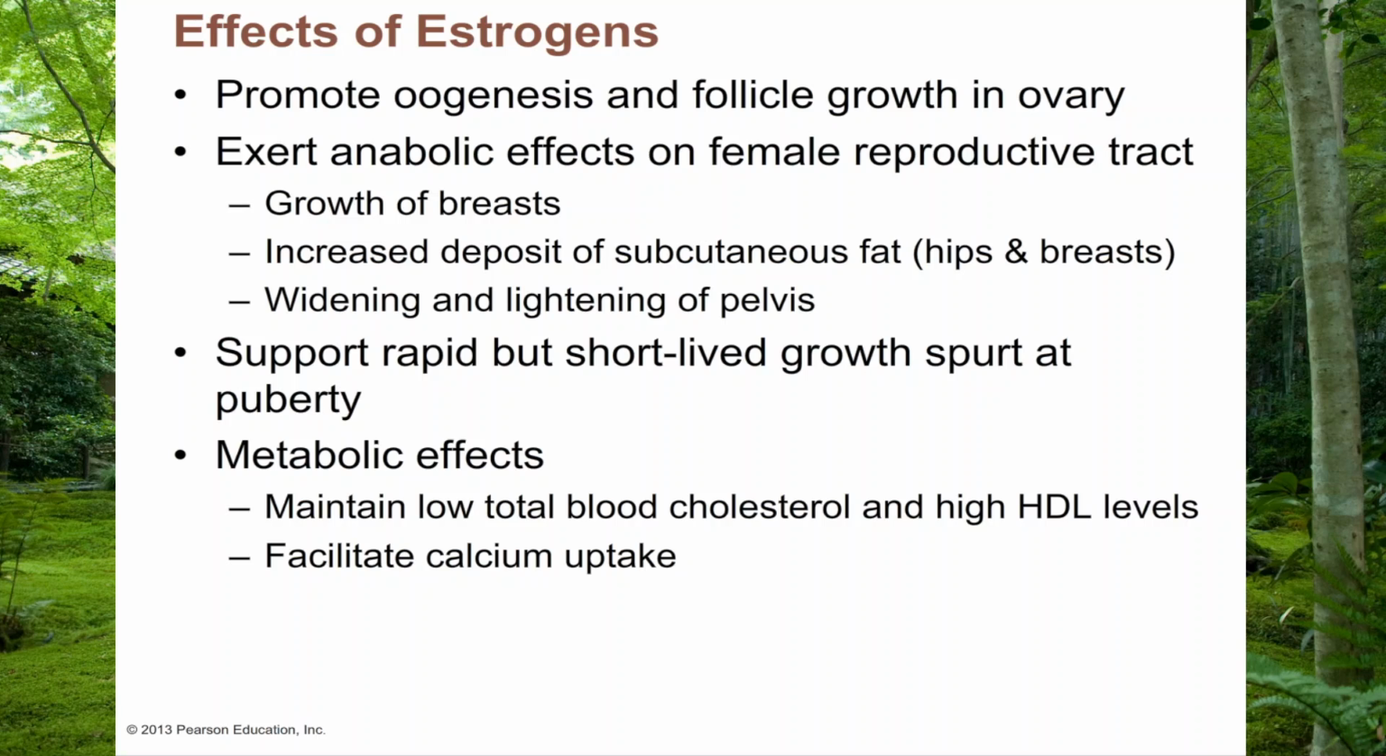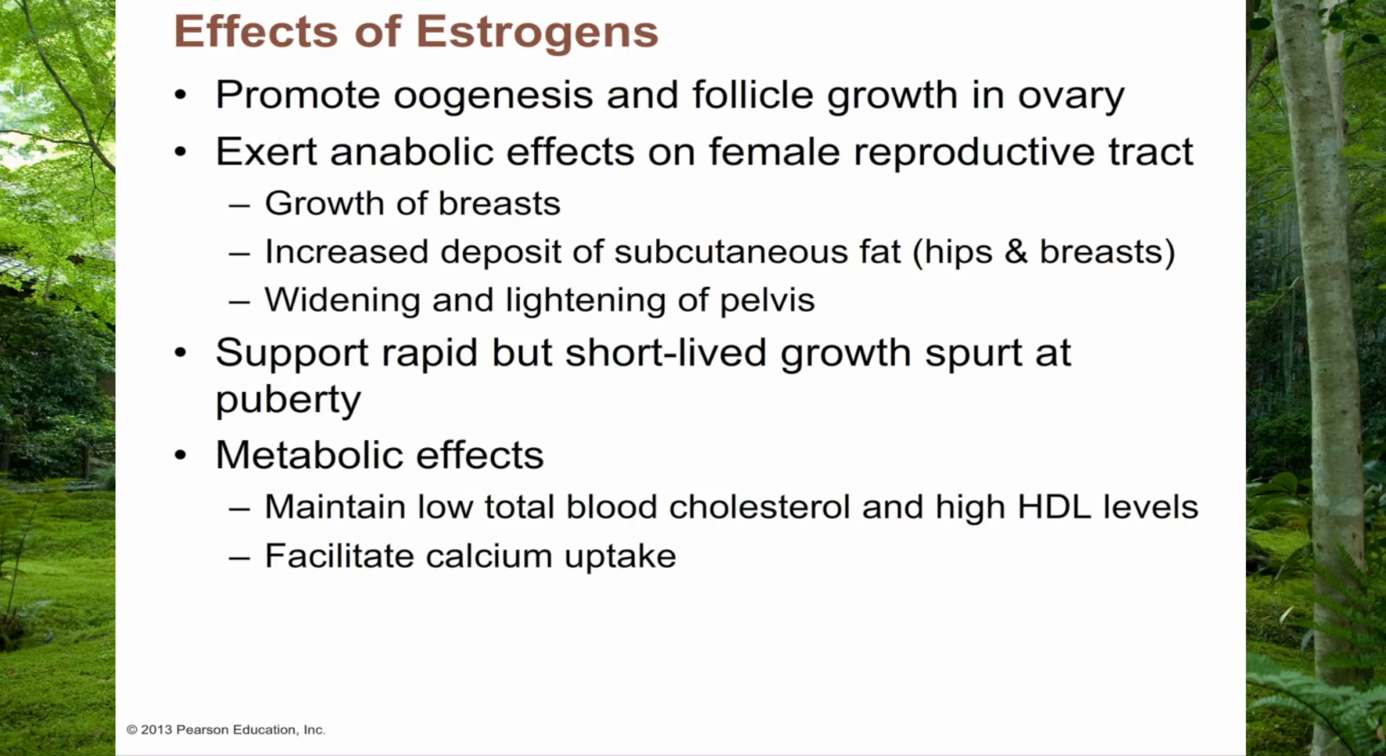Obviously, we said they're important for the growth of the endometrial lining, and they're also important for setting the negative feedback between estrogen, FSH, and LH. They also have effects elsewhere in the body. They help with the development of secondary sex characteristics, such as growth of the breasts, increased deposition of fat in the hips and buttocks and thighs, and they also help with the widening and lightening of the pelvis, which adapts us for childbirth. They also support a rapid but very short-lived growth spurt around the time of puberty.